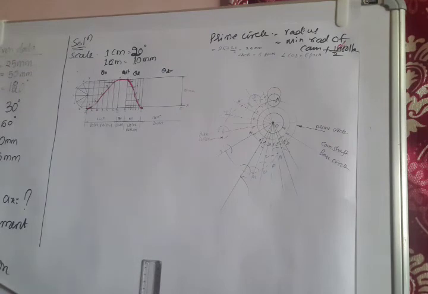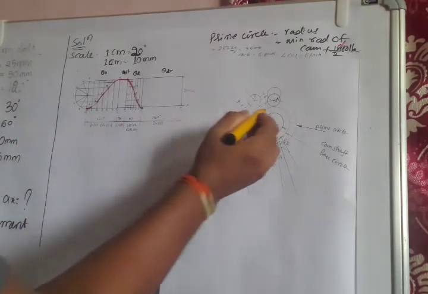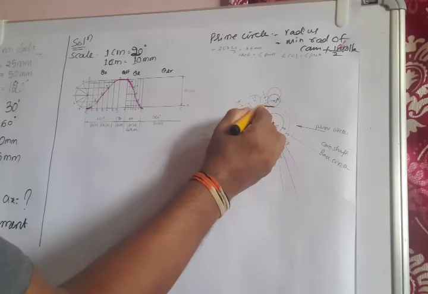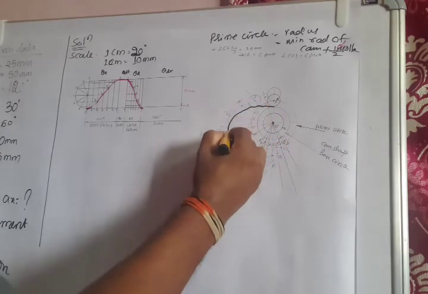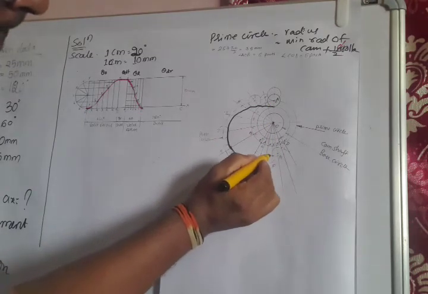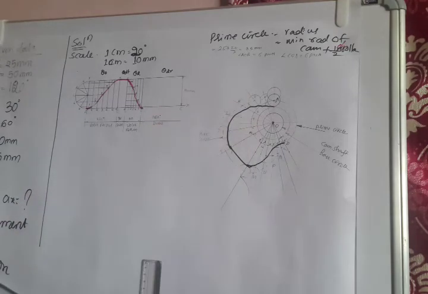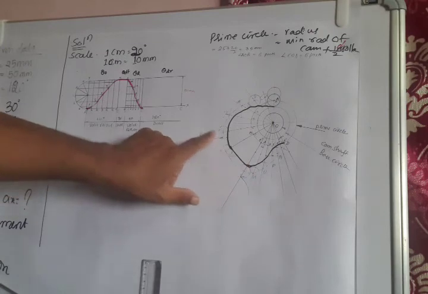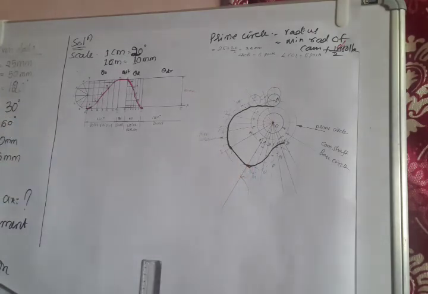Now, to get the cam profile, you need to draw a smooth curve where it has to touch all these circles. I will draw here. Right, this is what cam profile. You need to draw very smooth curves here. In set square, you have some French curves there.